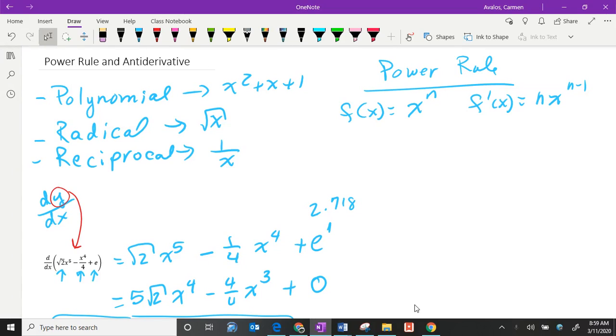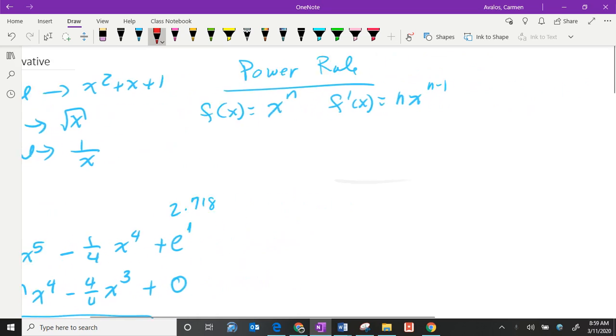The antiderivative is the power rule going backwards. So everything that we learn from the power rule is pretty much the same thing as the antiderivative, but backwards. So you have to have a polynomial, a radical, or reciprocal. That's the only ones that you could do the antiderivative, and just like that's the only ones you could do for the power rule. So the power rule is going forwards.